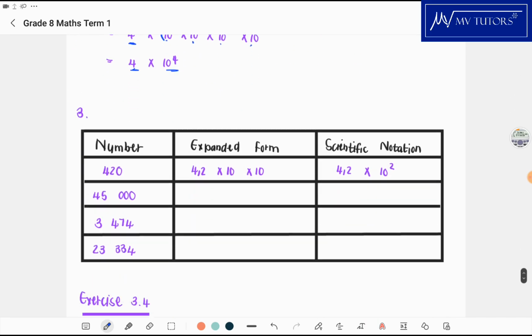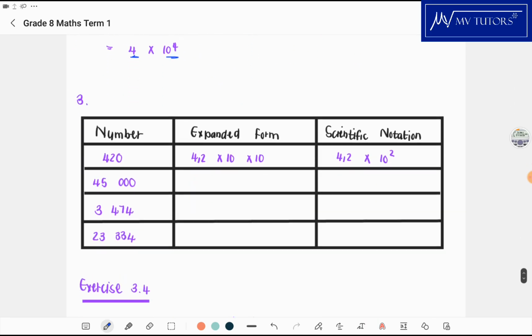And then now we have this table over here that I want us to have a look at. So 420, if I were to expand it, it would be 4.2 times 100. And 100 is 10 times 10. Okay, so basically scientific notation would be 4.2 times 10 to the power 2.